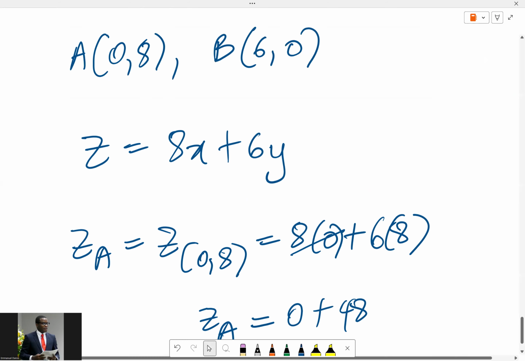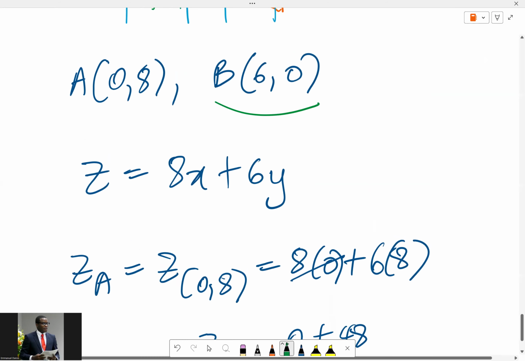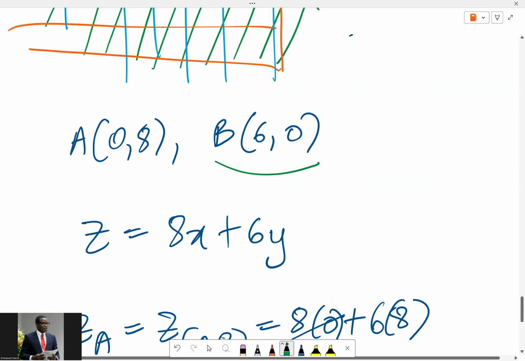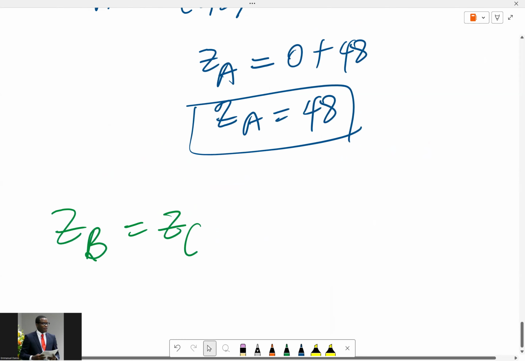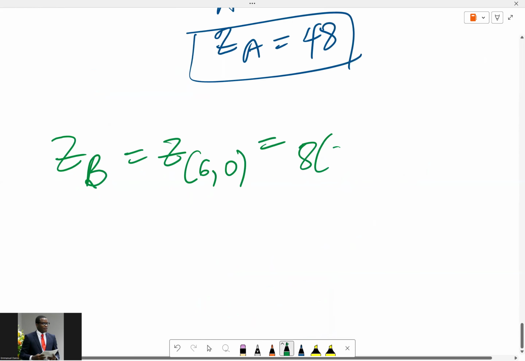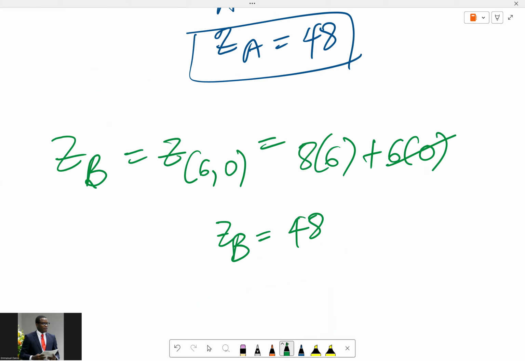Then that's not the only one. We also have B, right? So we can do ZB. That means the objective function evaluated at (6, 0). And what is the objective function? It's 8x plus 6y. So that is 8 times 6 plus 6 times 0. So this is also 0. So you see that ZB is equal to 48 in short. You can just leave it there because 6 times 0 is gone already.